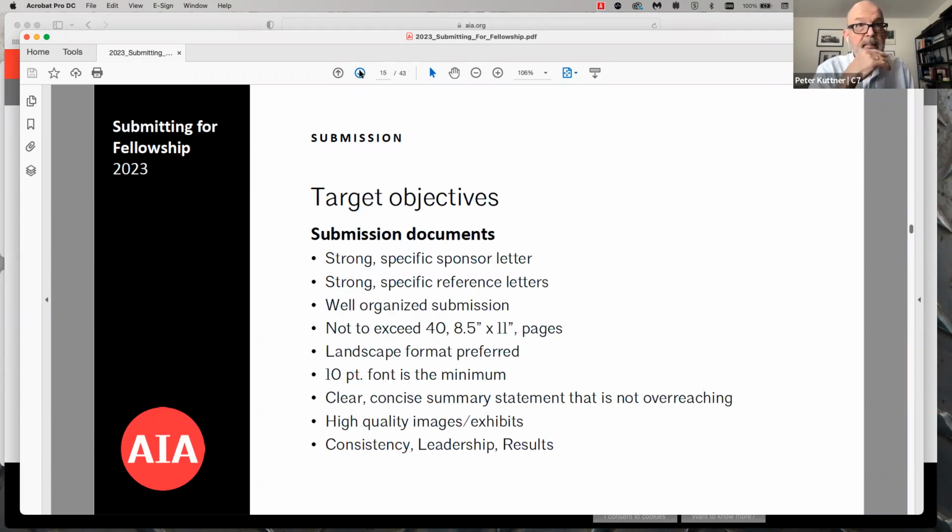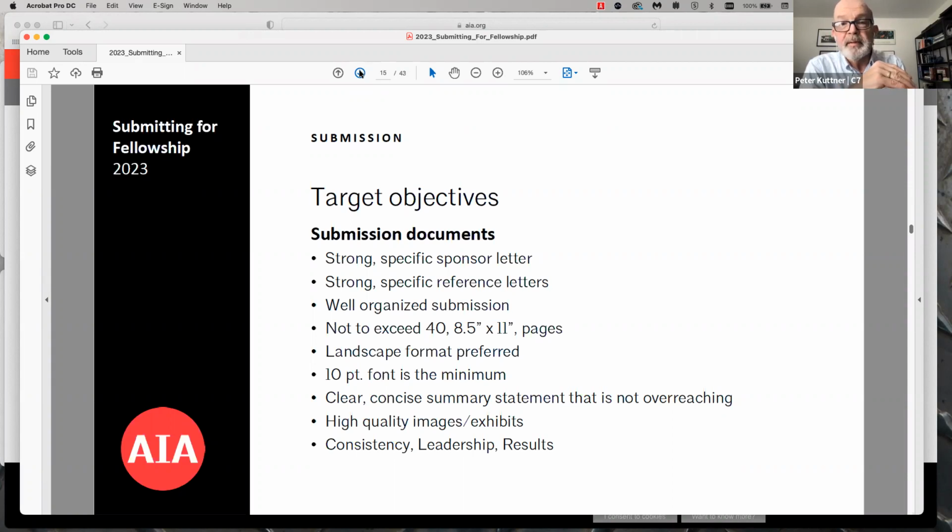And then this is just a rephrasing of be clear, be concise, say what's on your mind quickly and strongly. So the sponsor letter is really important. I'm going to go out on a limb and say the reference letter is not quite as much because they've read everything else by now and have formed some opinions, but they can tip you one way or the other. It's really important that you have a good submission.